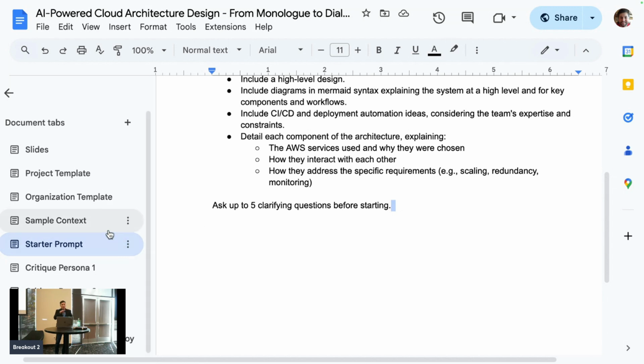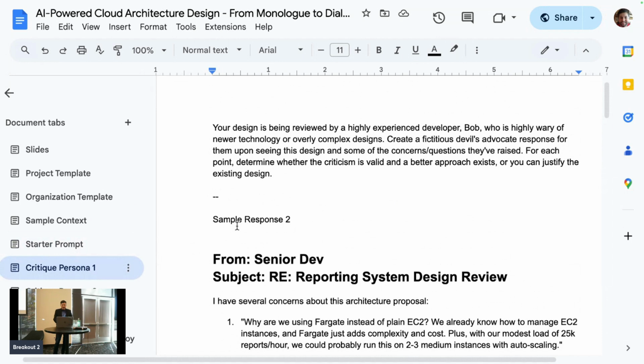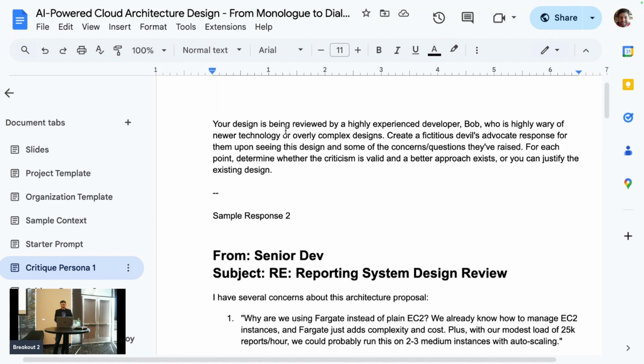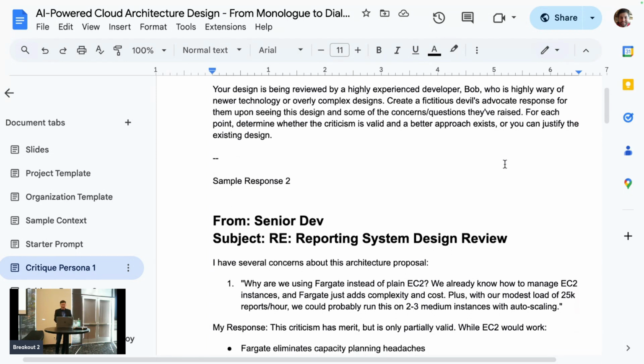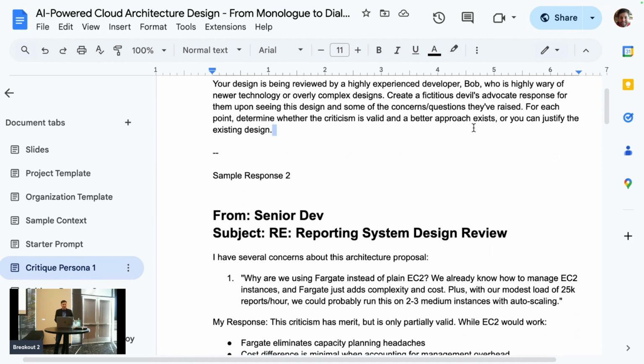So I'll go through the rest of these little prompt starters, and then I'll show the actual conversations, and you can see how it plays out. So the critique persona, the first one we talked about, we just called this person Bob, highly wary of new technology over complex designs. Create a fictitious devil's advocate response for them upon seeing this design and some of the questions they've raised. For each point, determine whether the criticism is valid and a better approach exists, or you can justify the existing design.